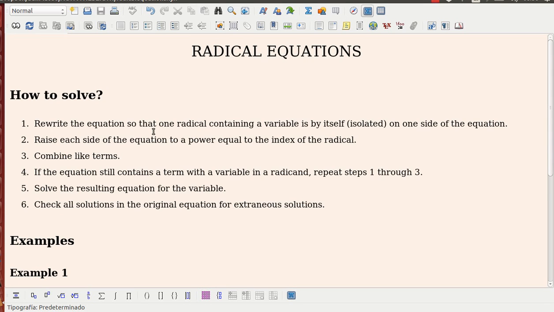Hello! Now I'm going to explain how to solve radical equations. First, take a few seconds to read how to solve them, the step-by-step process.